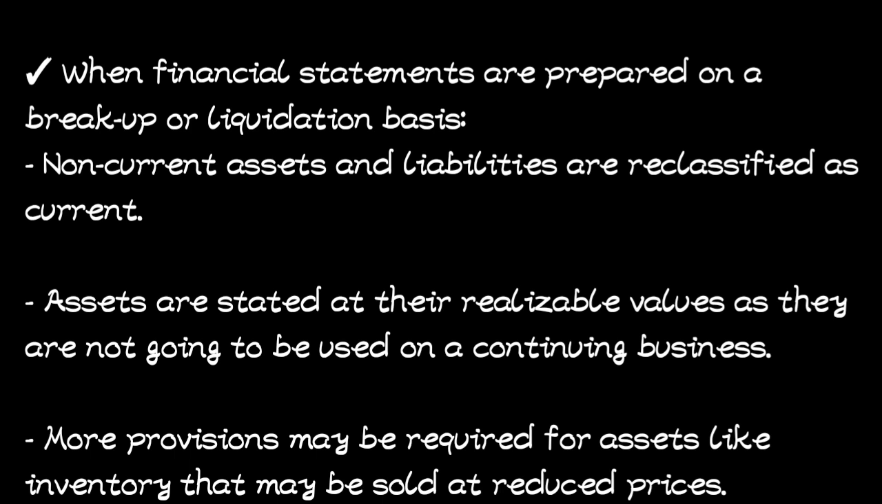Secondly, assets are supposed to be stated at their realizable value, as they are not going to be used on a continuing basis. Realizable value is the money that you can get in case you sell something. So they are supposed to be recorded at their realizable value. Then more provisions may be required for assets, like inventory that may be sold at reduced prices.